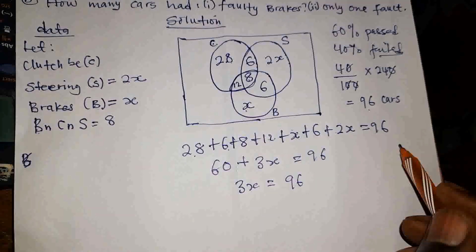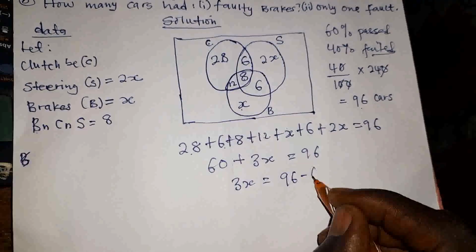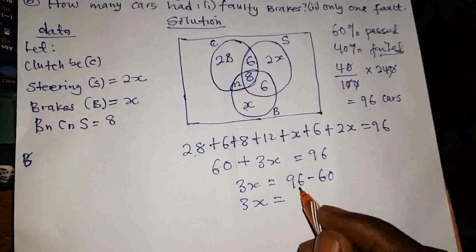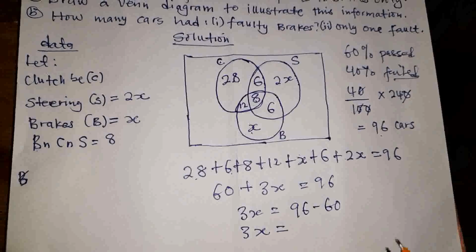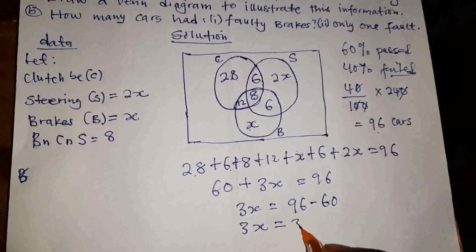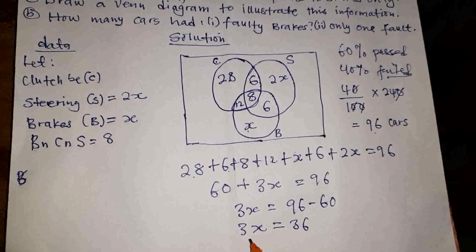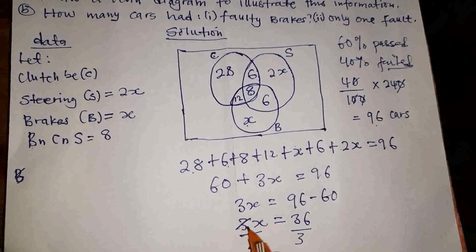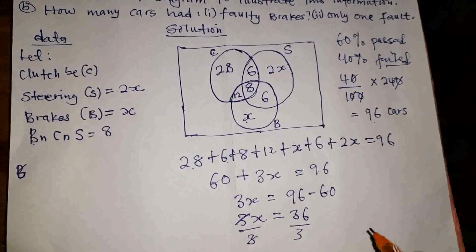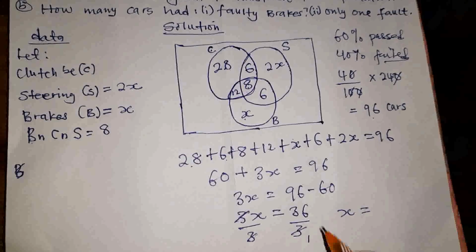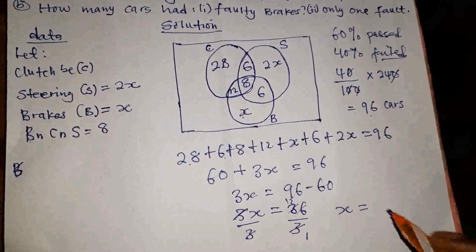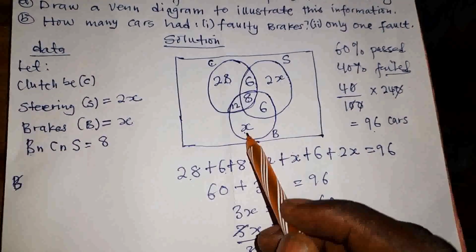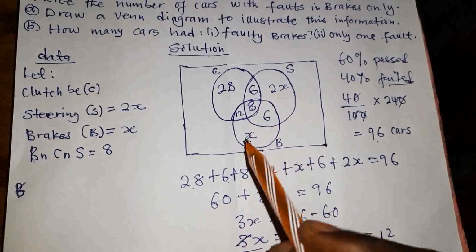Let me bring the camera down. This is going to be 3x is equal to 96. Now when 60 crosses, it's going to be negative 60. So 3x is equal to 96 minus 60. Good. So 96 minus 60 is 36. So how do we find x now? We have to divide both sides by 3. So 3 goes into itself 1 time, and into 6 is 2 times. x will be equal to 12. This is telling us that x here represents 12. So 2x is 2 times 12, which is 24.